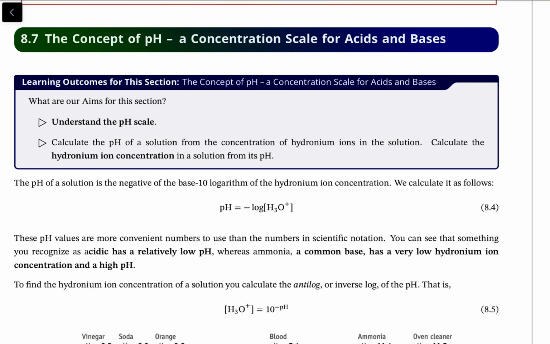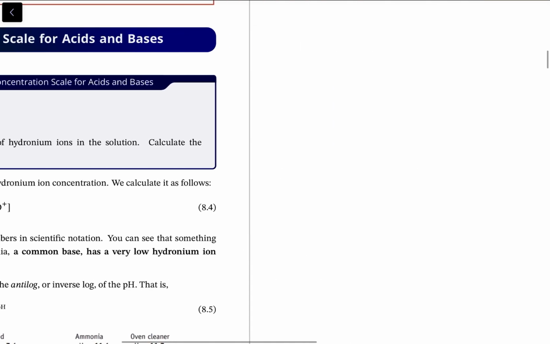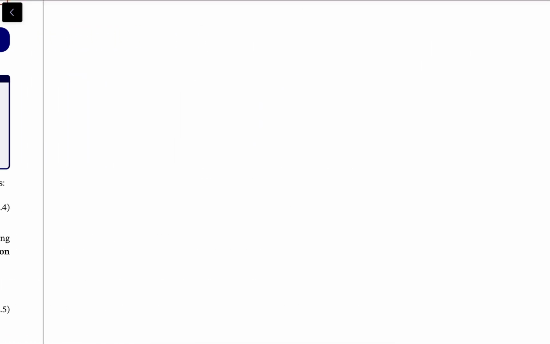All right, so let's look at our next concept, and that is the concept of pH. What pH is, is a way to give us a more understandable scale to look at acid and base concentrations. The first question you might have is, why is that at all necessary? What I'll do is try and give you a brief overview here.